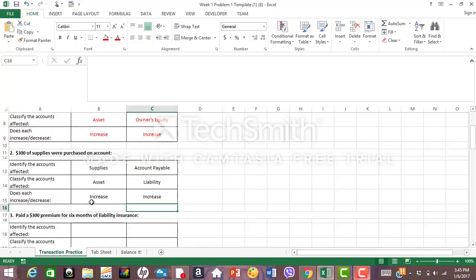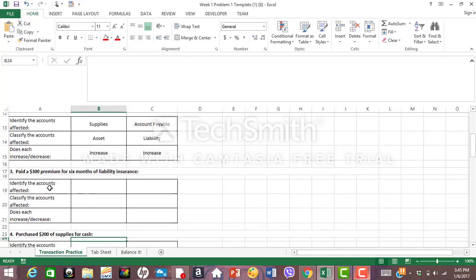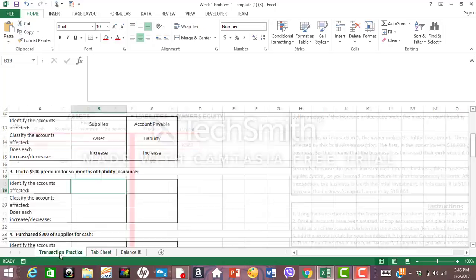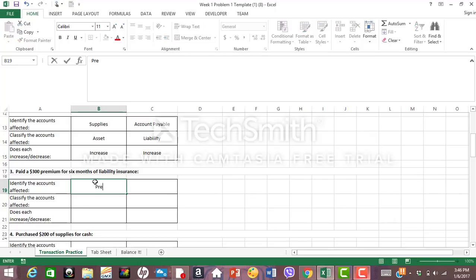Now let's go to the next question. The next question says, paid a $300 premium for 6 months of liability insurance. So the two accounts that get affected by this are insurance, and let's actually take a look at the tab sheet. Prepaid insurance is what it's actually down for. So prepaid insurance is the account that gets affected, and it says paid a $300 premium for 6 months of liability insurance, meaning that it doesn't say they paid on account. If it doesn't say on account, that automatically means that it's being paid cash. So the other account that gets affected is cash.